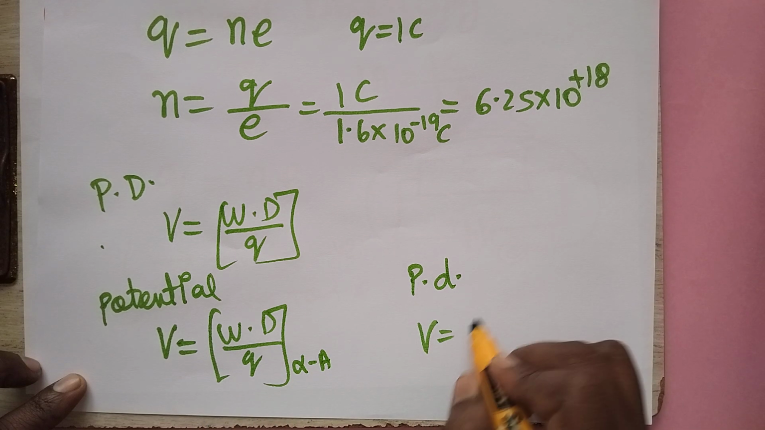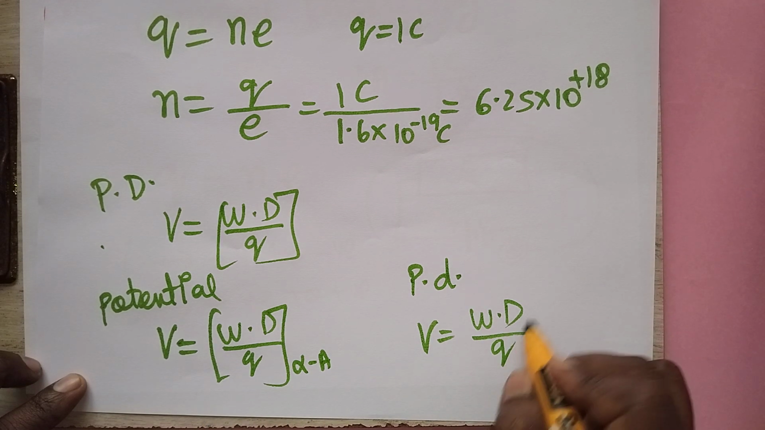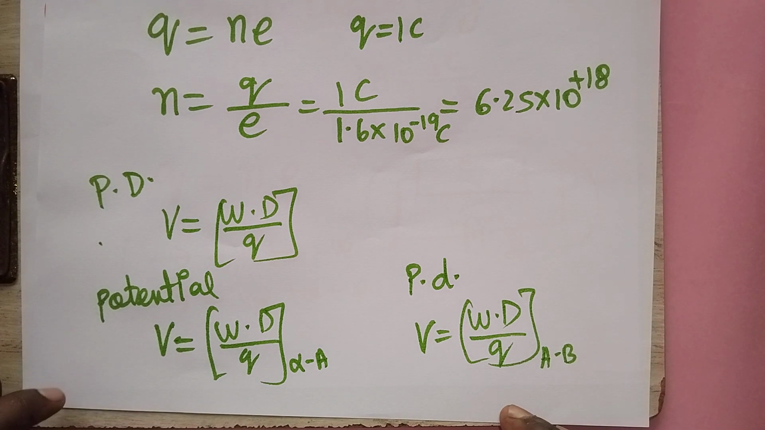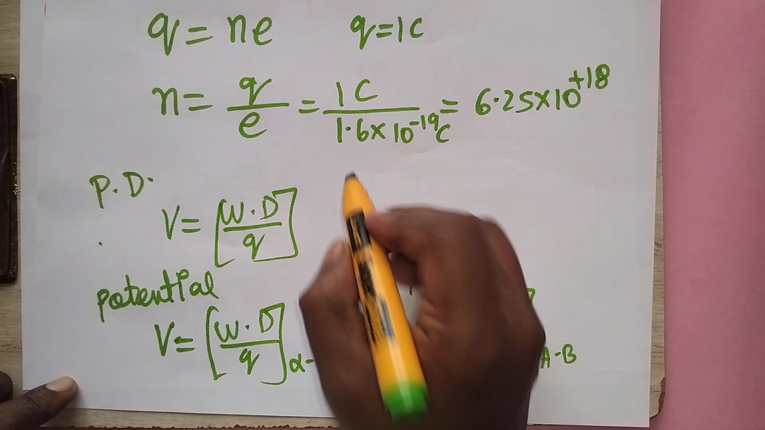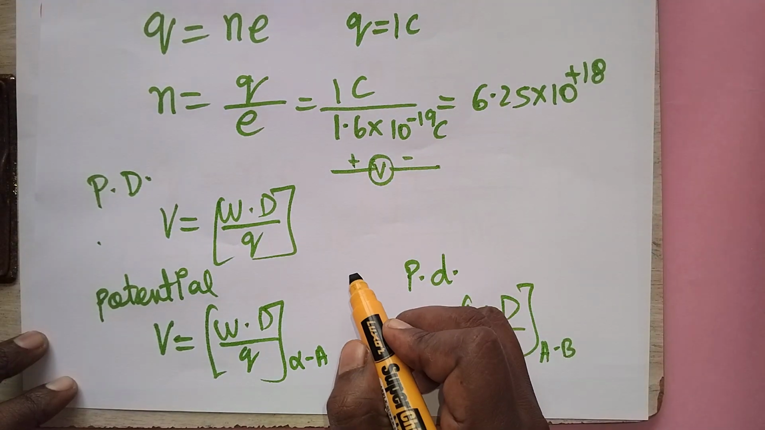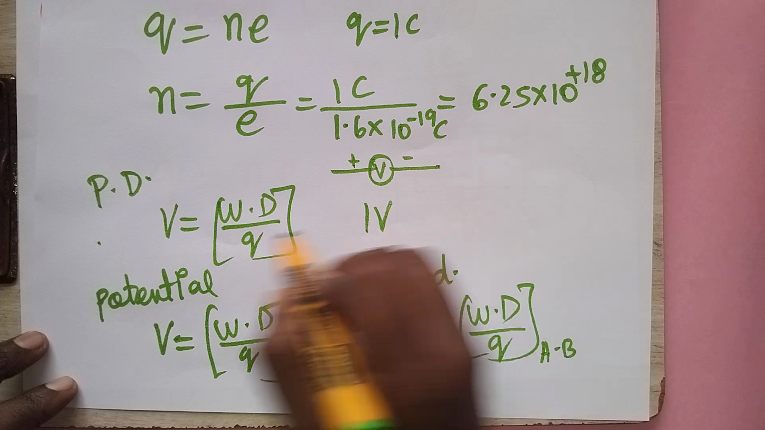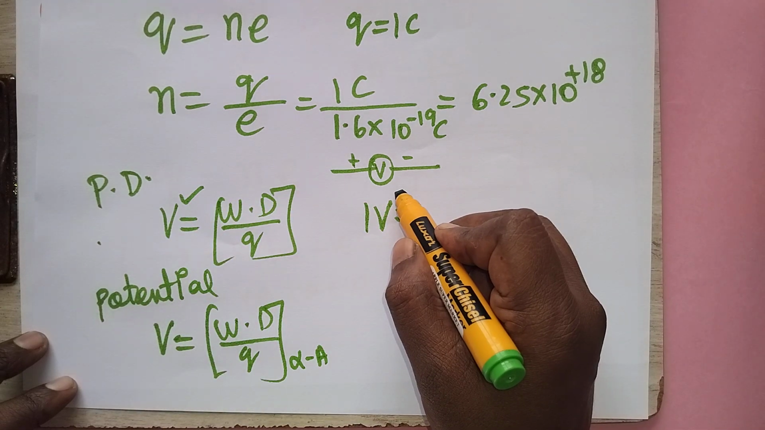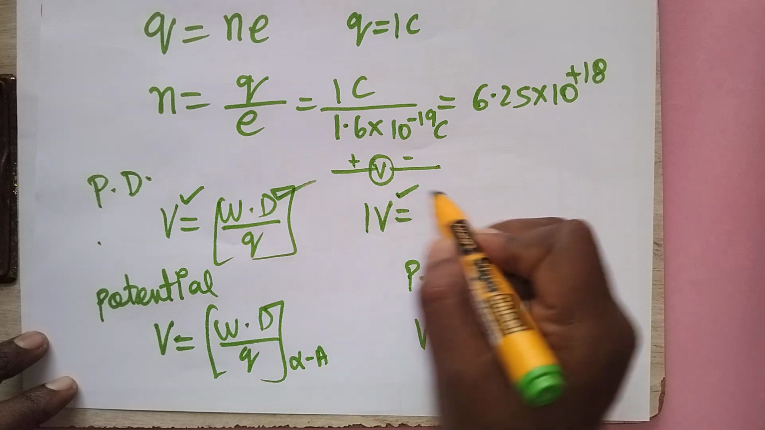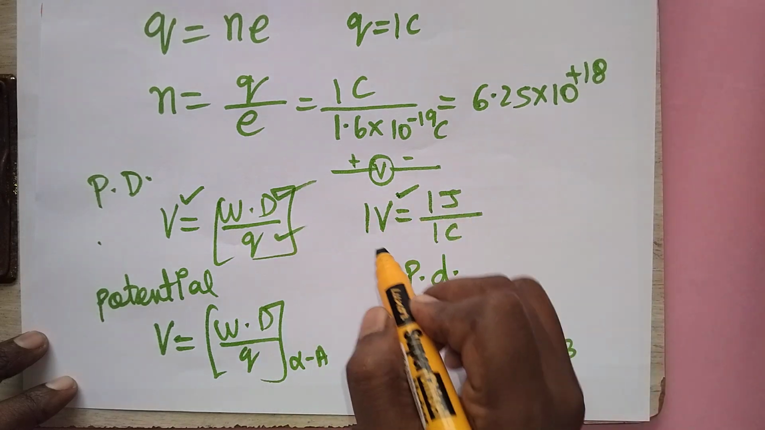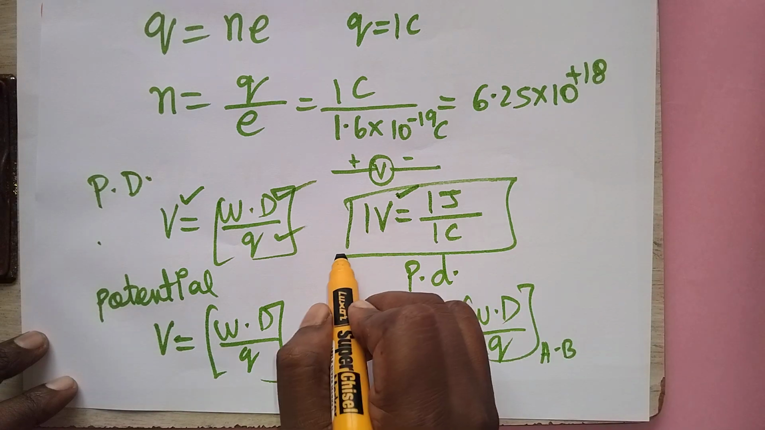Work done in bringing a unit positive charge from one point to another point we call the potential difference. The voltmeter is required to measure the potential difference. What is the unit of work done? The unit of potential is called volt, work done is called joules, charge is called coulombs. 1 volt is equal to 1 joule per 1 coulomb.